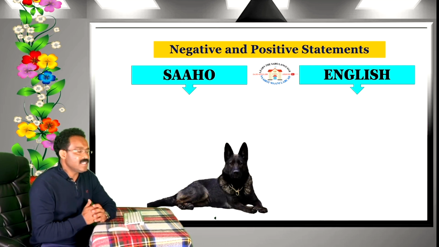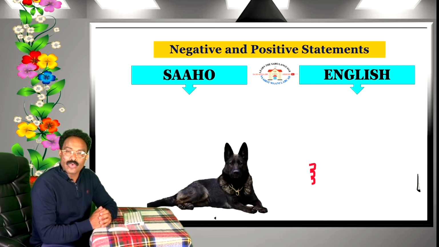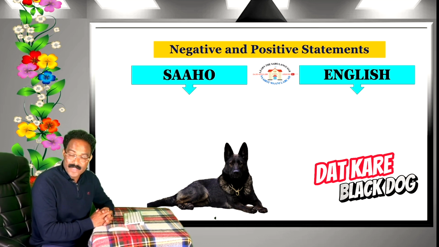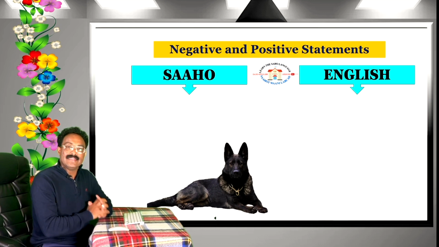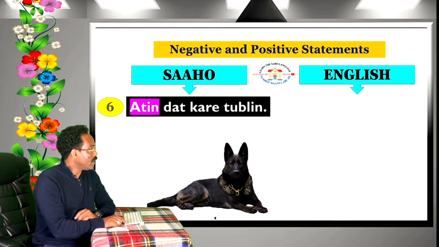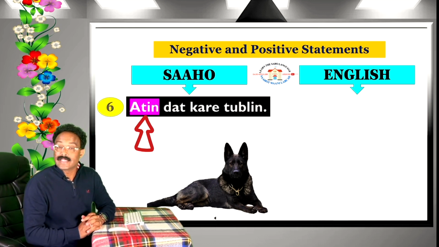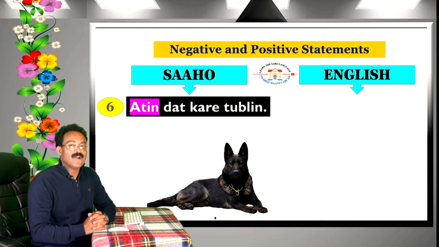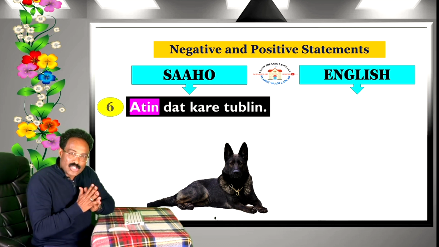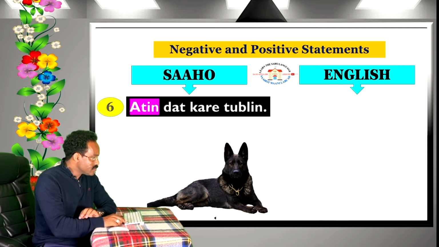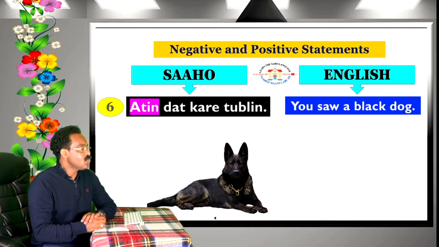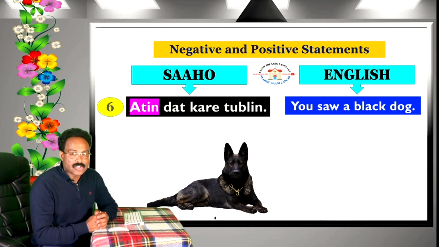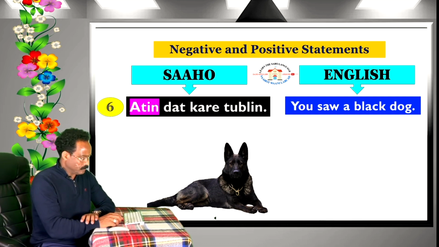Okay, this is a dog. The color black. That kare. Okay, Atin that kare tublin. In English, you saw a black dog.